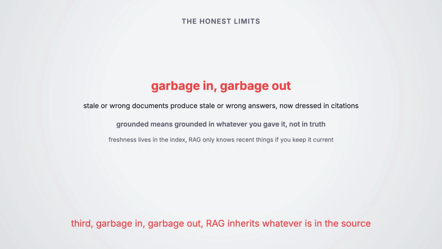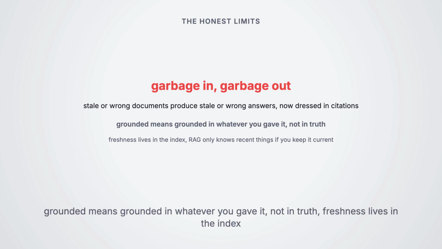Third, garbage in, garbage out. RAG inherits whatever is in the source. Stale or wrong documents produce stale or wrong answers, now dressed in citations. Grounded means grounded in whatever you gave it, not in truth. And freshness lives in the index, so RAG only knows recent things if you keep it current.